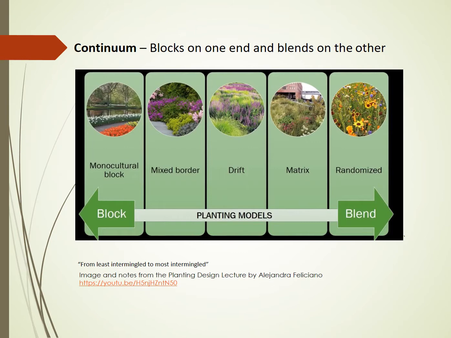Let's look at the characteristics of each planting model. As we look at each model, take note of the terms used to describe plant placement: foreground, middle ground, background, accent, primary, secondary, scatter, matrix, and more. See if you can keep track of the terms and how they are similar or different depending on each planting model.